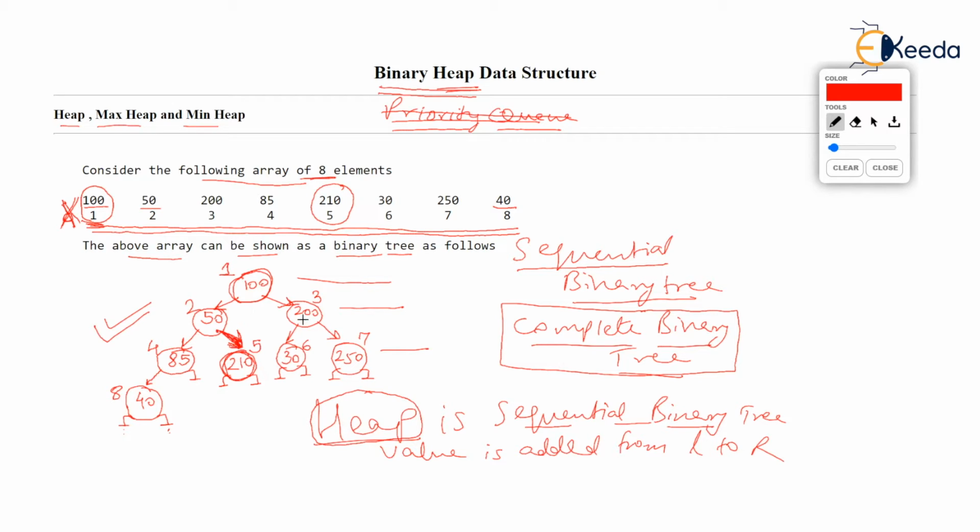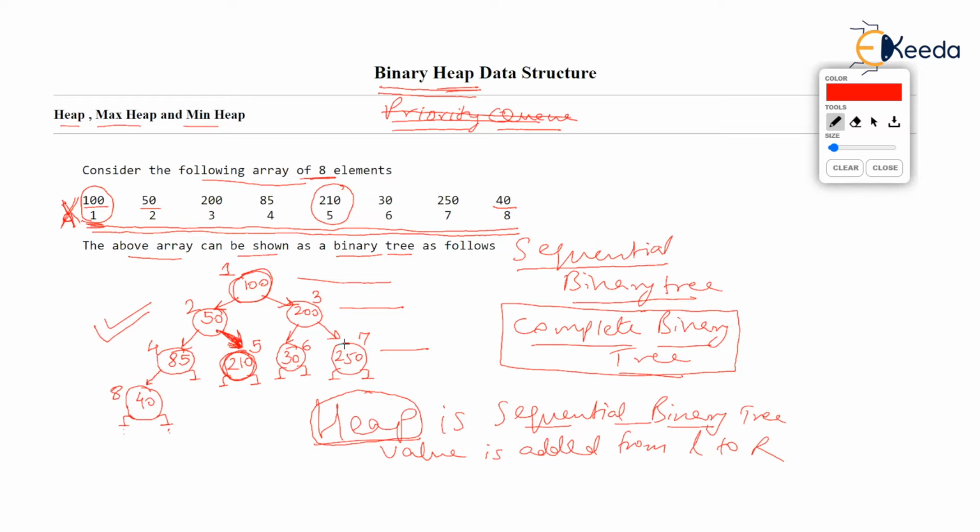Suppose you are given node number 3 and you are asked, who are the children of node number 3? I mean, who are the children of this node 200? So if node number 3 is the parent, you can easily find where are the children. Just multiply this 3 with 2. 3 into 2 is 6. So you will get 6, which is 30. This is nothing but the left child of 200. And the parent number 3 is multiplied with 2 and 1 is added. 3 into 2 plus 1 is 7. That will give you the right child.